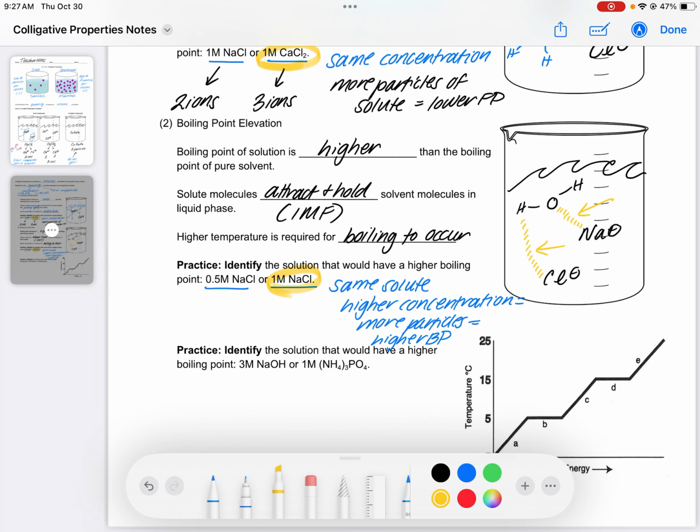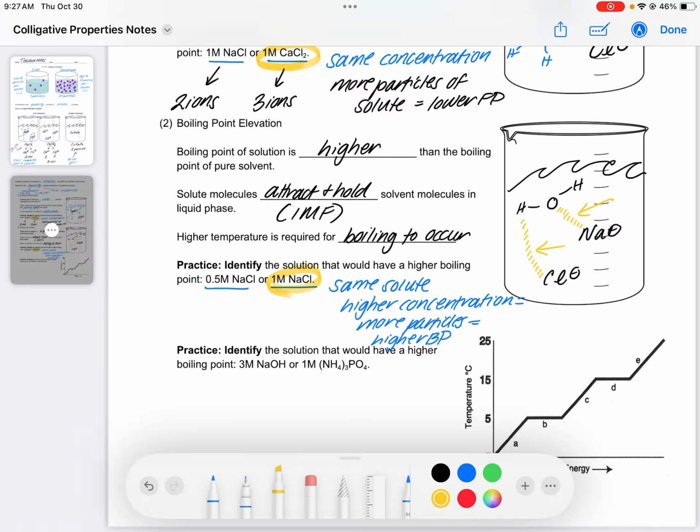When you have an example with the same concentration, you need to look at the actual solute and figure out how many particles they split up into, if any. And then if you have two solutions with the same solute, you need to consider the concentration. It'll either be given in molarity, and then you can just look at the integer numbers, or it'll be given in percent, and you can consider that percentage.